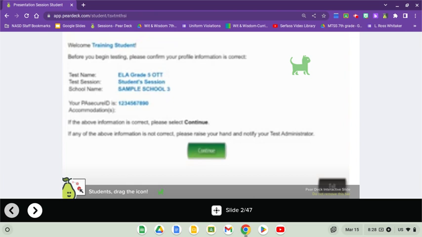First, we're taking the PSSAs, and preparing you and making you comfortable with it is of the utmost importance. So just like with CDTs, which look very similar to the state test, the PSSA, you'll see this screen here. Could you please move the green cat down to the continue button like this? Excellent. Slide 3.